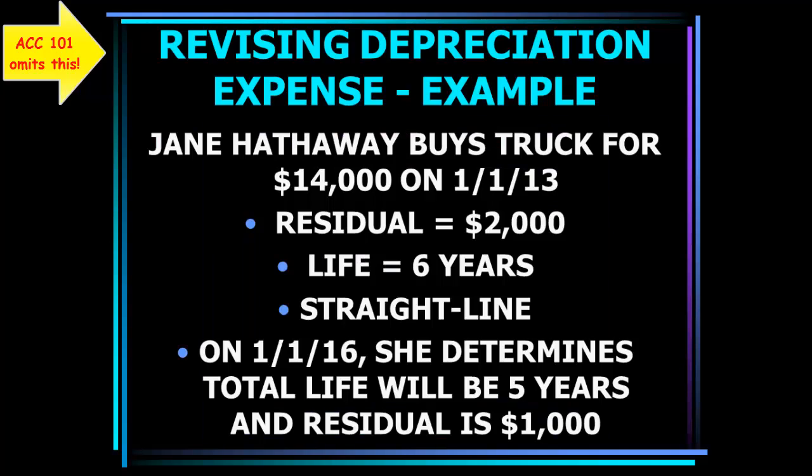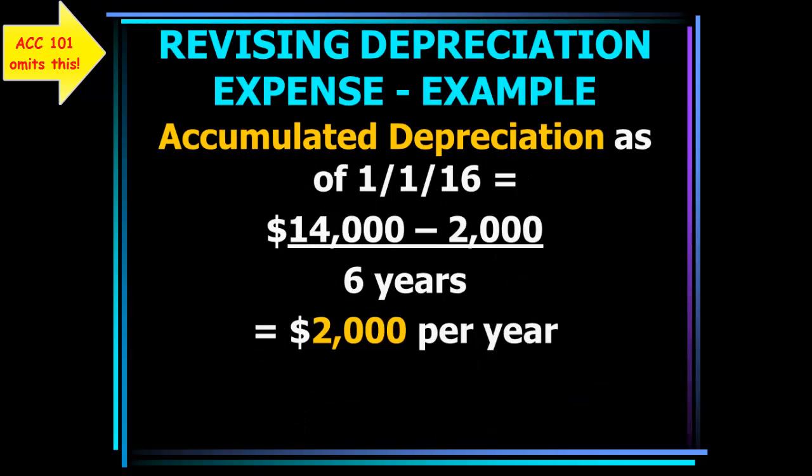Jane buys a truck, $14,000 on January 1st, 2013. Residual's $2,000. It's going to last for 6 years, straight line depreciation. After she has that truck for 3 years, she determines that the total life is going to be just 5 years, and the residual is going to be just 1 year. Well, first off, I want you to figure how much depreciation would be each year. Her original data. I want you to calculate what her depreciation would be each year before we make the change. Okay? $2,000 a year. We agree? 14 minus 2 is 12. Divided by 6 years is $2,000 a year.